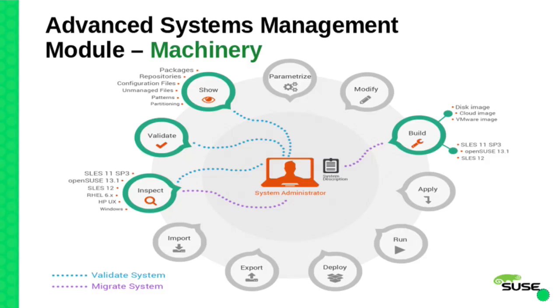So why is machinery good for DevOps? It's just another tool that allows you to do automation and inspection of existing environments so that you can put those environments into a more automated fashion for the future.